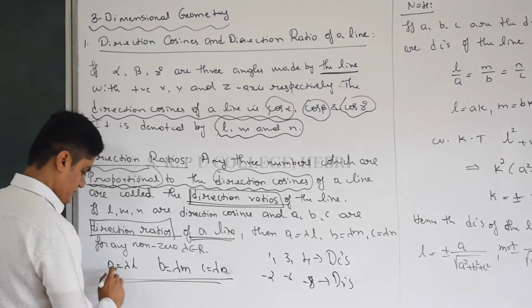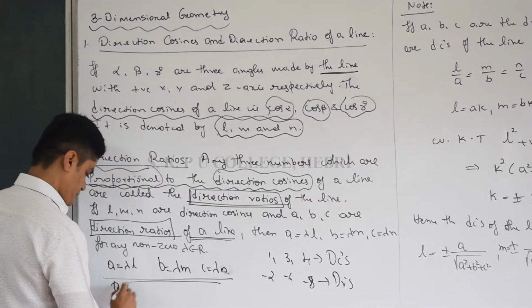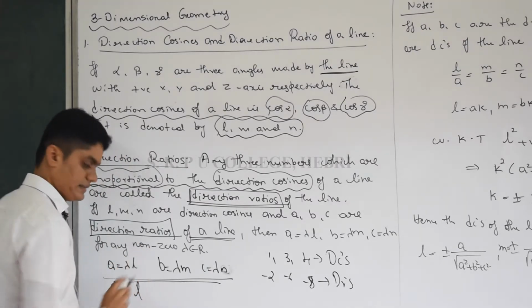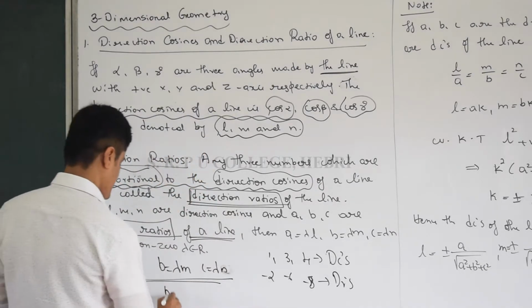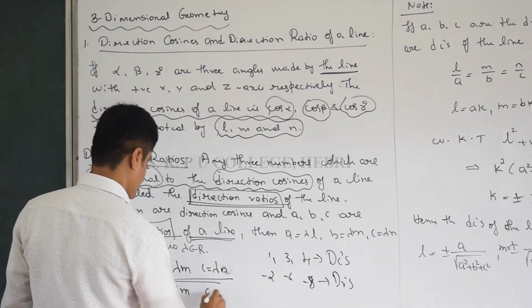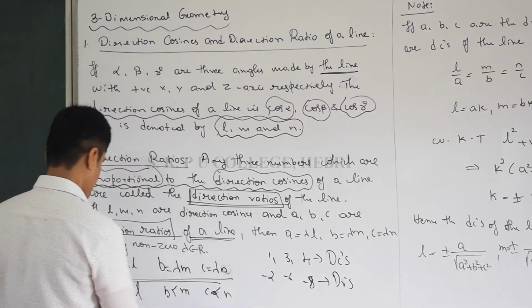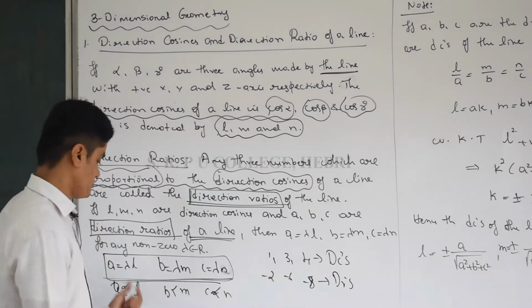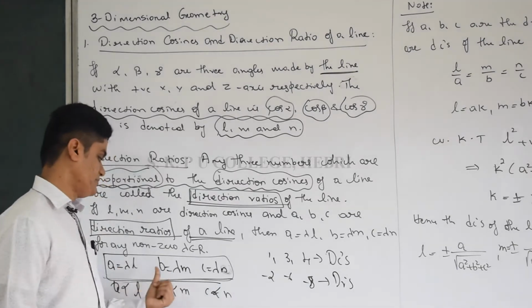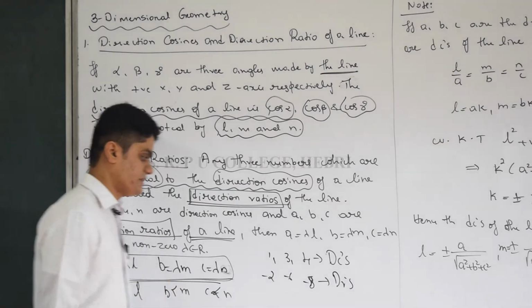This means that A is directly proportional to L. I hope you know what I mean by directly proportional. So B is directly proportional to M, C is directly proportional to N. So we can represent the relationship between direction ratios and direction cosines as follows: A is equal to lambda L, B is equal to lambda M, C is equal to lambda N.